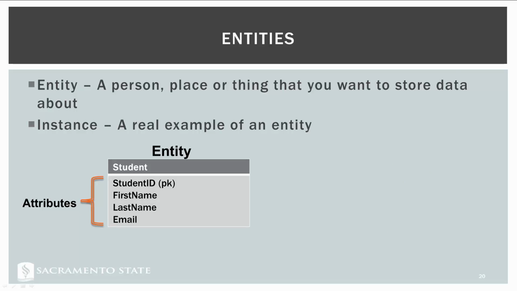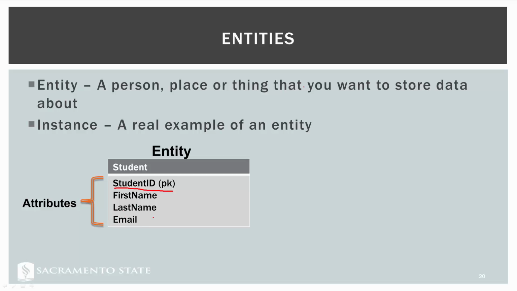So here is a student entity represented by a rectangular box. And there are some attributes of this student. For example, the student has a student ID number, a first name, a last name, and an email. In this diagram, you can see that student ID is represented, and this happens to be the primary key for this entity. And we'll talk about how attributes are represented.